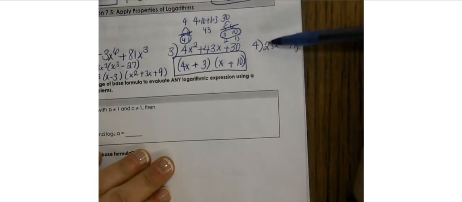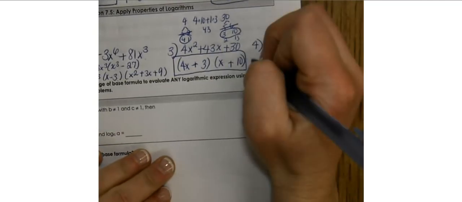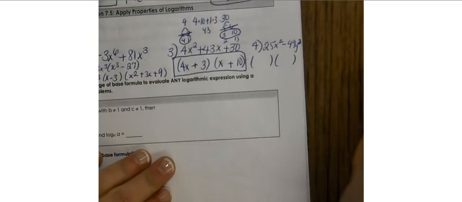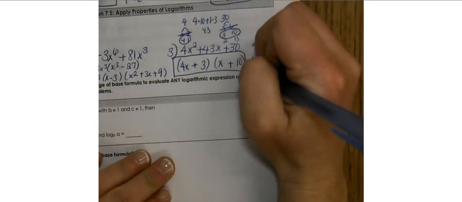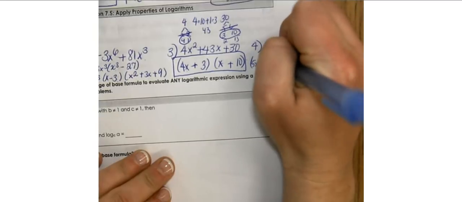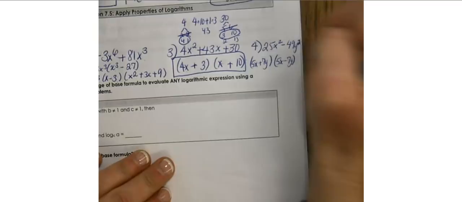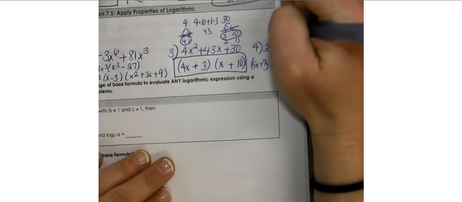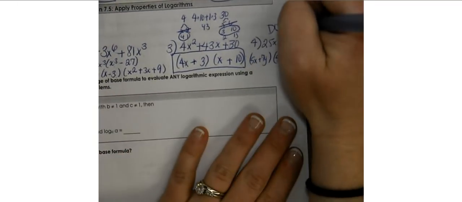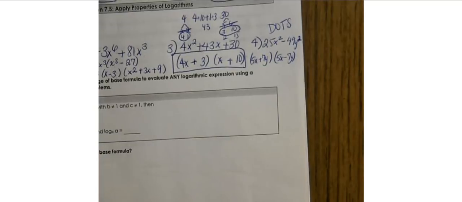And finally, number 4, this is a difference of 2 perfect squares. So I'm going to break this down into 2 parentheses, take the square root of each term, so that's going to be a 5x and a 5x. And a plus 7y and a minus 7y. So whenever we're dealing with the difference of 2 squares, we always will have a plus and a minus as a part of our parentheses, and we're just going to take the square root of each term.